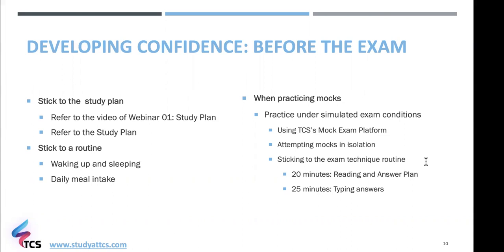So at this stage itself, at the OCS level itself, if you master the answer planning and time management techniques, you can easily apply the same methodology when you attempt your MCS and SCS exams. So get it right this time itself by applying these techniques when you are practicing the mock exams. 20 minutes should be allocated towards reading the question and developing the answer plans, and 25 minutes should be allocated towards typing the answers. All these points were explained in depth in our second webinar.